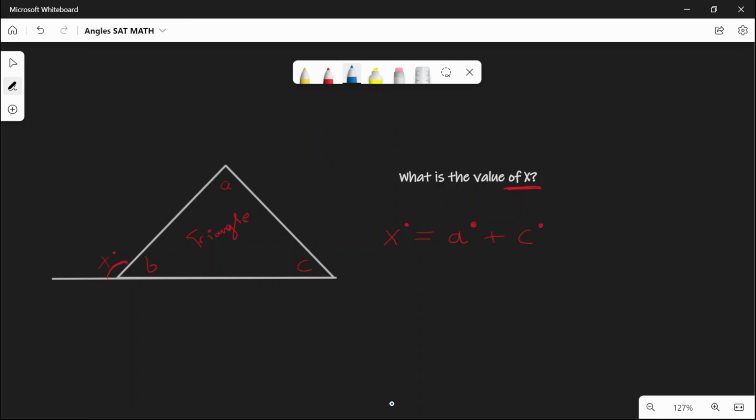Another way to solve this question is by subtracting the value of angle B from 180, because as you can see, angle x and B both create a 180 degrees angle, which is a line, this blue line here. This blue line is equal to 180 degrees. So x plus B is equal to 180 degrees. So in order to find the value of x, we'll subtract B from both sides. So x will equal 180 minus B.